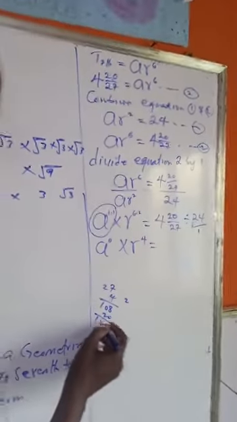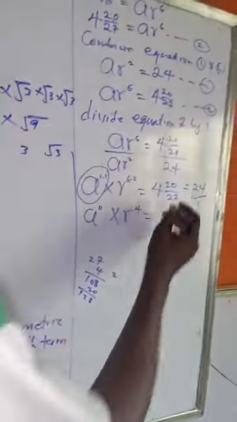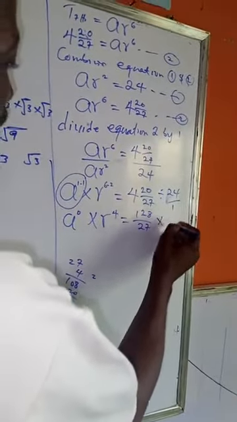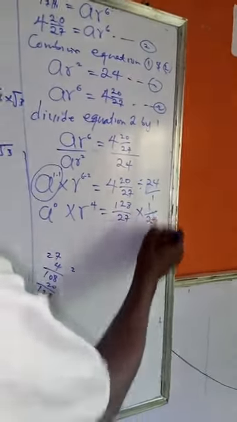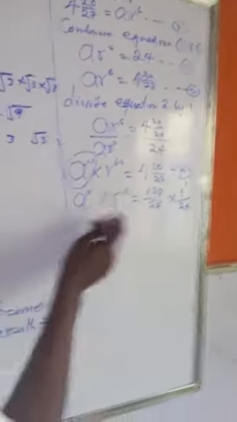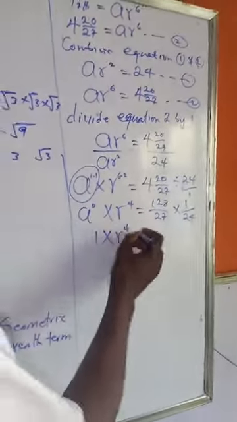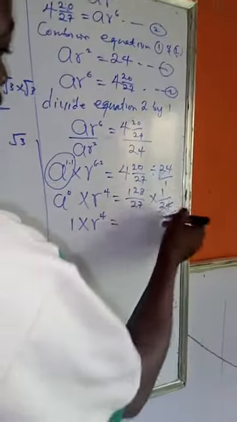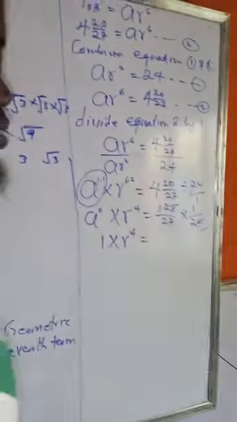Plus 20, 128. So it will now be 128 over 27 times 1 over 24. So this one is already 1. So the 1 times r raised to the power 4, which will give me. If you multiply this, I think 24 can go in this directly. But let's make it small, small. Let's take it bit by bit.